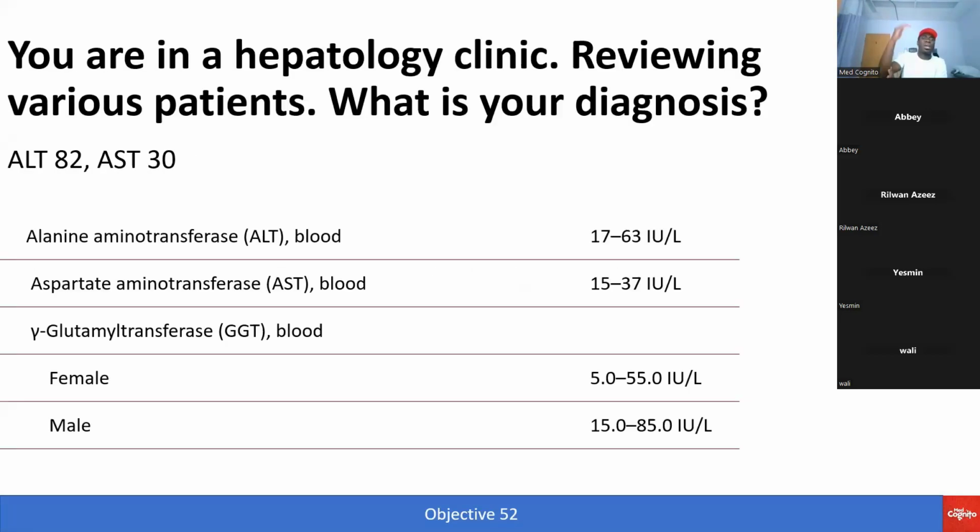Okay, good. Dr. Tawhid, this other question. Okay, you are in hepatology clinic reviewing various patients. What is your diagnosis? Here, ALT is 82 and AST 30. What's your diagnosis? The diagnosis is acute fatty liver. Sure, fatty liver disease. Why? Because here is also the difference between AST and ALT. ALT is higher than the AST.